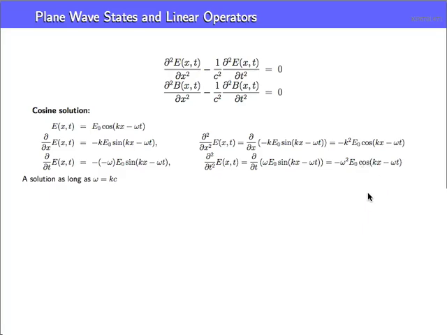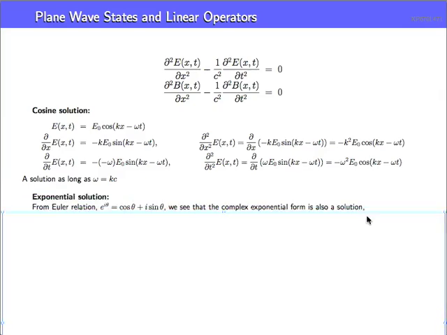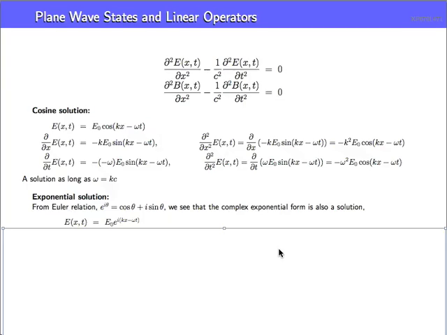Now, what we want to really look at is another type of solution using the Euler relation. I assume you're familiar with this, that e to the i theta, a complex exponential, is equal to cosine theta plus i sine theta in general. We can rewrite a solution as a complex exponential. So we can consider another solution of the wave equation as such. The electric field component is equal to E naught, the amplitude, times e to the i(kx minus omega t).